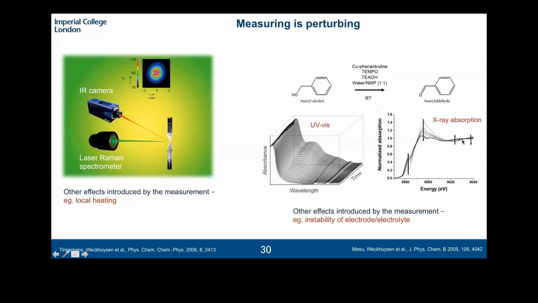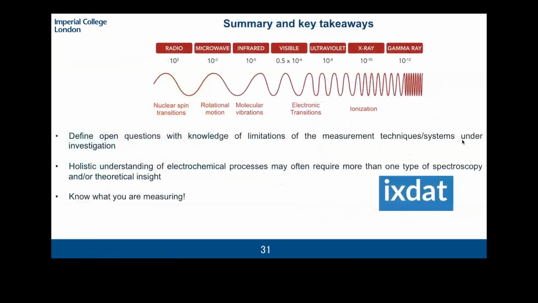So it's then important to have these control experiments in place to try and figure out that you're not unintentionally doing something to your system and leading to erroneous conclusions. So with that, I'd like to quickly summarize.